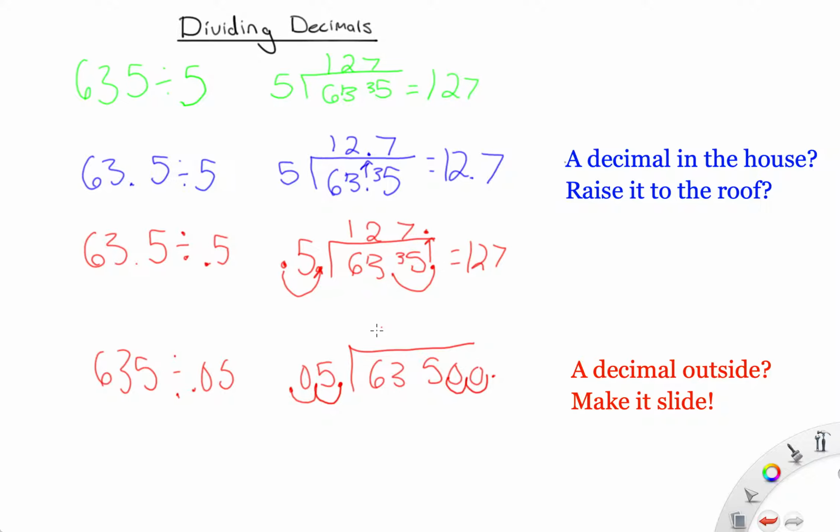5 goes into 6 one time, 1 left over. 5 into 13 twice, 3 left over. 5 into 35 7 times. 5 goes into 0 0 times. And 5 goes into 0 0 times. And then we bring that decimal point up to the top. So our final answer is 12,700.